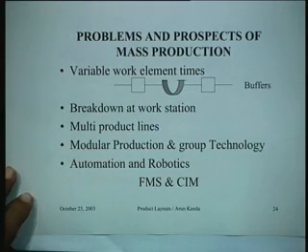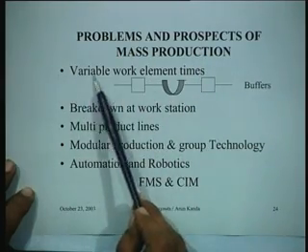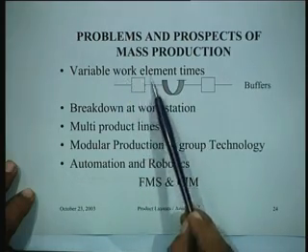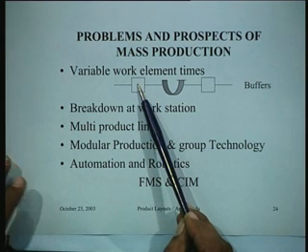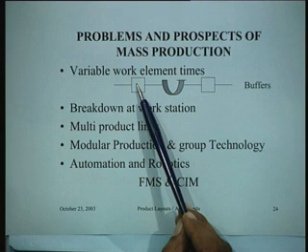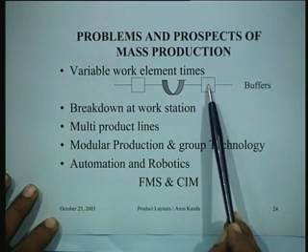You see, for instance, that one of the major problems of mass production is the variable work element times. We have designed the line based on deterministic times. But if there is a manual task, then it is quite likely that the task time is normally distributed with a certain mean and a certain variance. So sometimes the operator will take less, sometimes more. So you will probably find that there could be starvation for the subsequent machines.